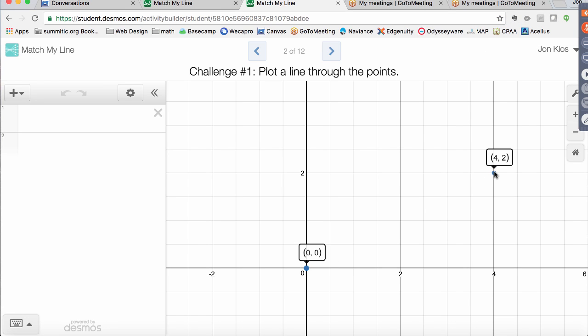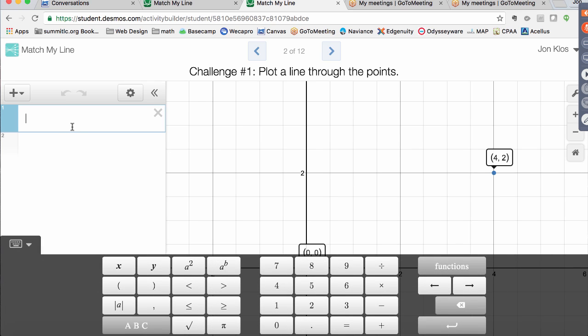I've got the point 4, 2. And we've got the point 0, 0. And I need to figure out a linear equation in y equals mx plus b form that makes a line that goes through those 2 points.